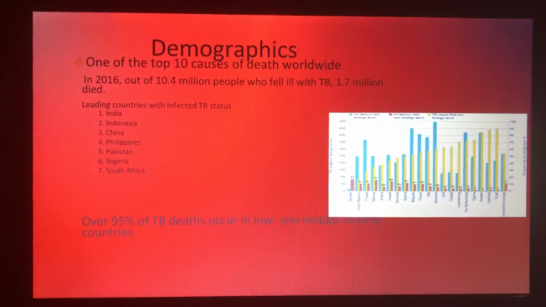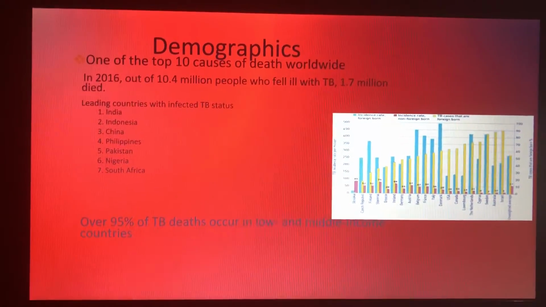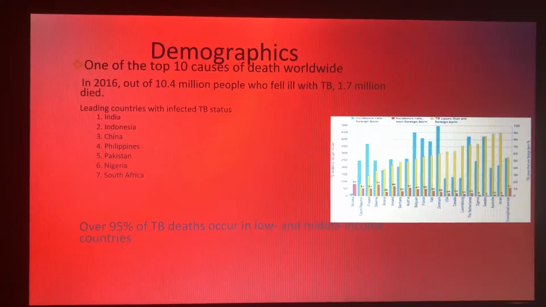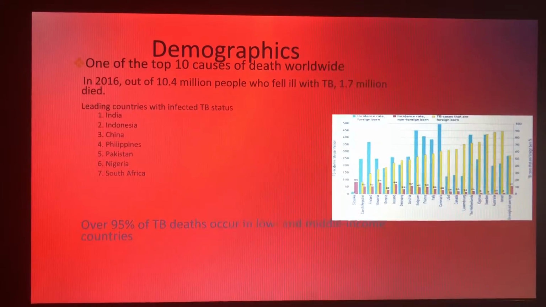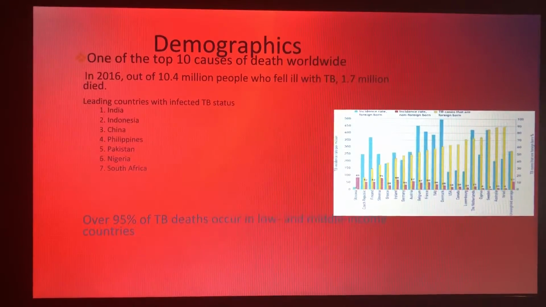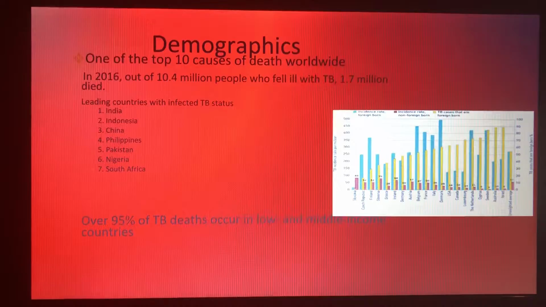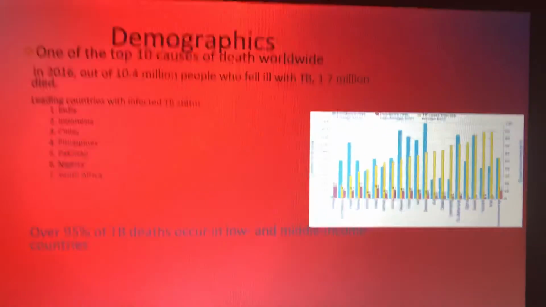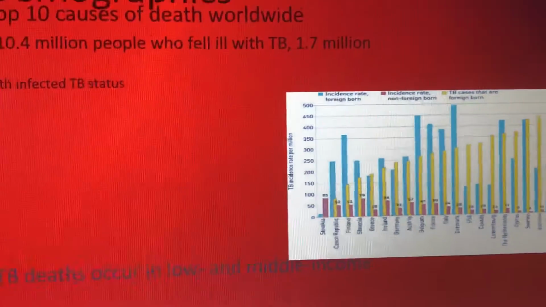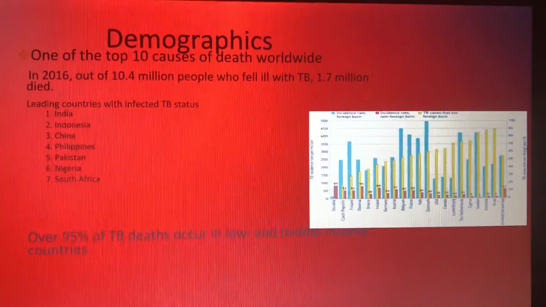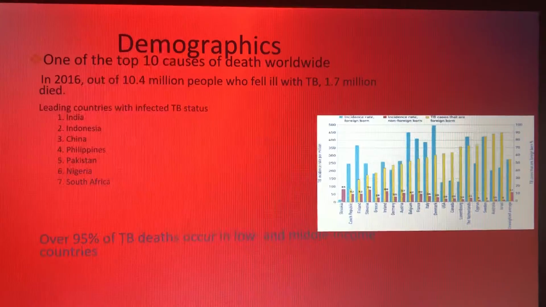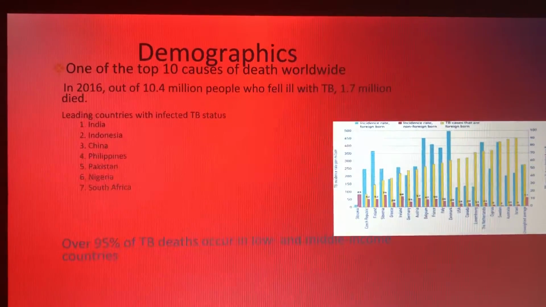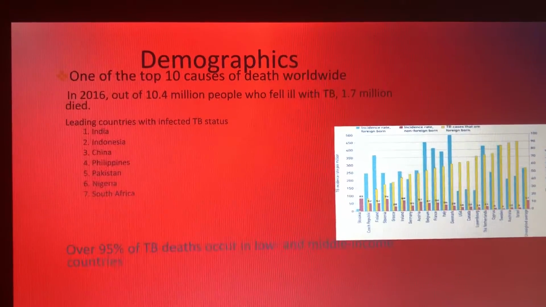Demographics. One of the top 10 causes of death worldwide is tuberculosis. In 2016, out of 10.4 million people who fell ill with TB, 1.7 million died. Leading countries with infected TB status are India, Indonesia, China, Philippines, Pakistan, Nigeria, and South Africa. And over 95% of TB deaths occur in low and middle income countries.